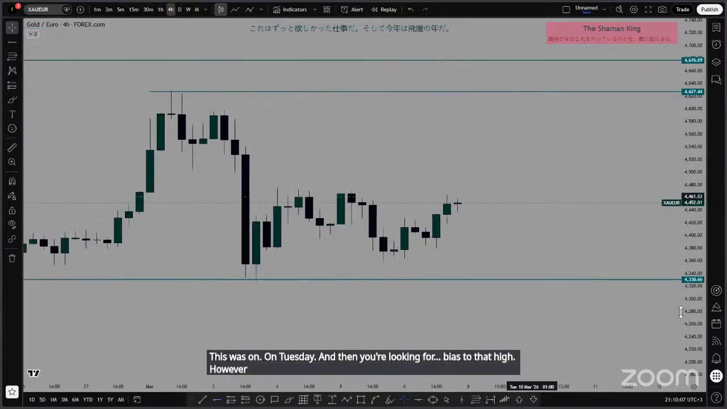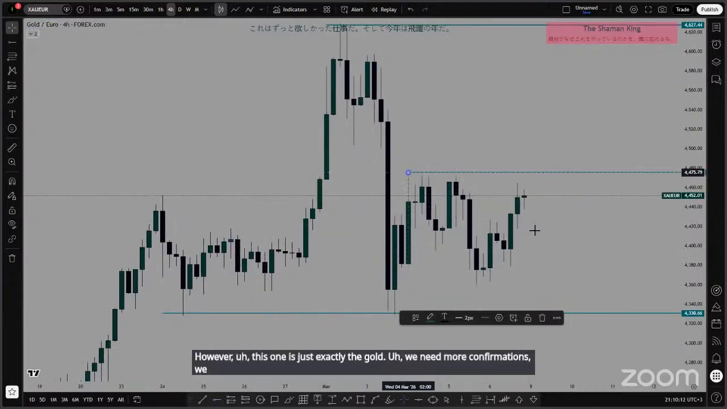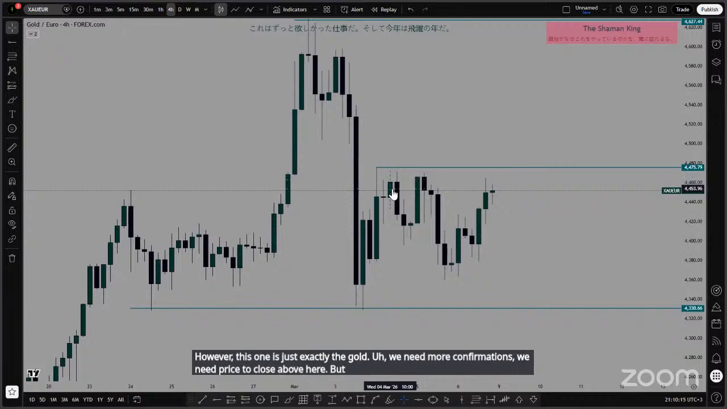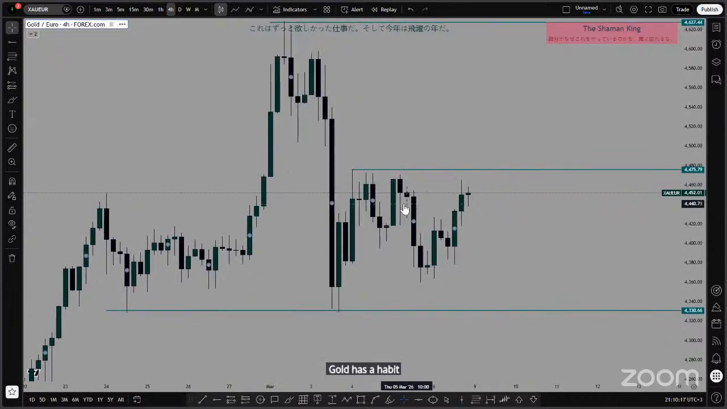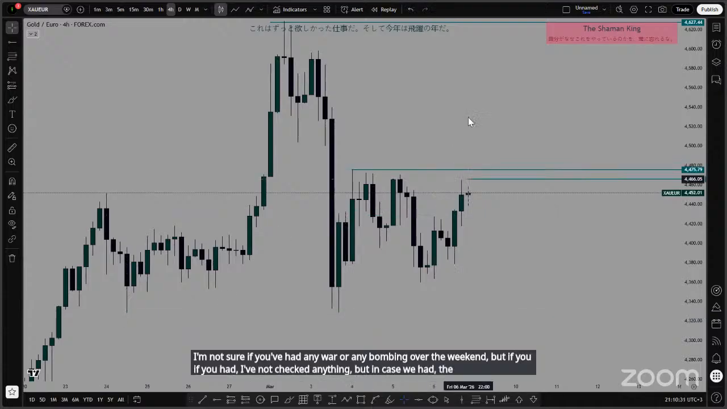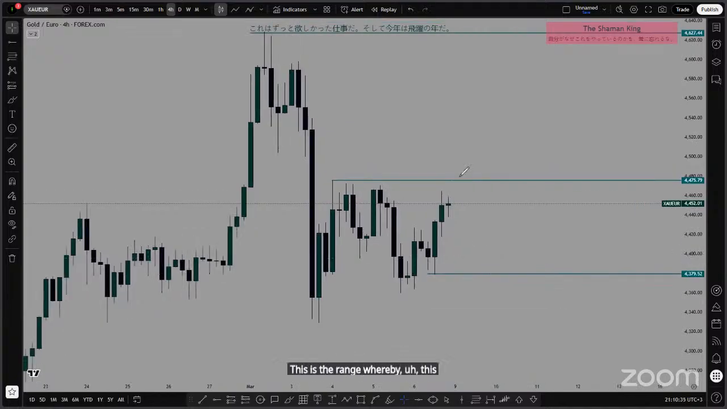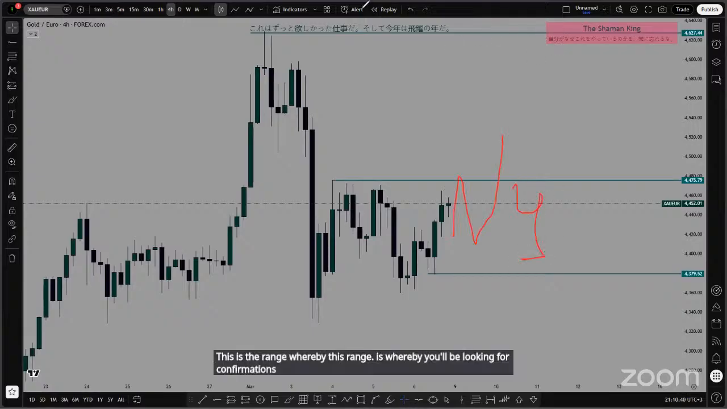However, this one is exactly like gold. We need more confirmations. We need price to close above here. Ideally, gold has a habit of opening up with a gap. I'm not sure if you had any war or any bombing over the weekend, I've not checked anything, but in case you had, then it means you're supposed to be closing above over here. This is the range where you'll be looking for confirmations to take price to that high.